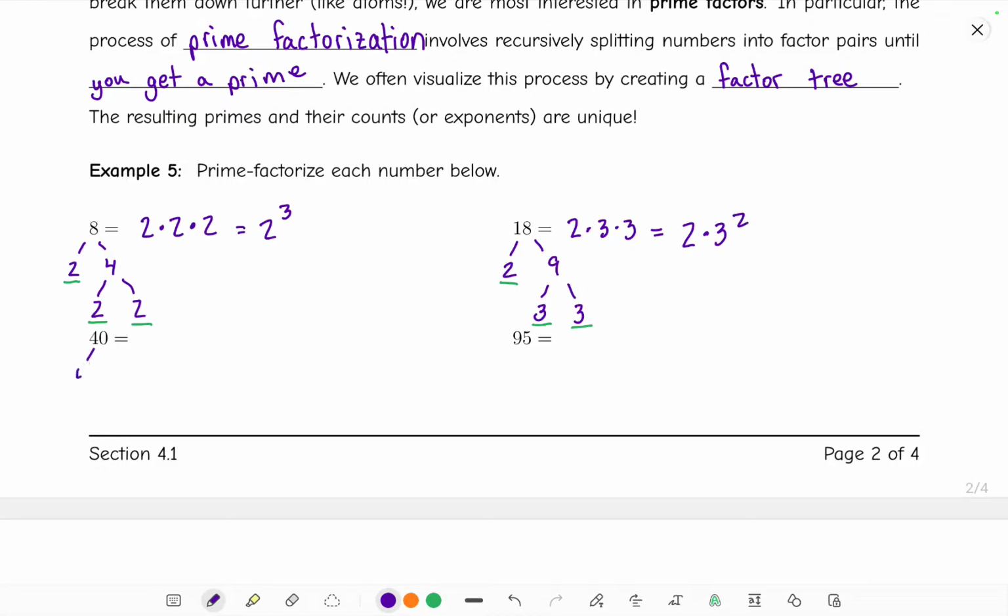40 is 4 times 10. Neither 4 or 10 are prime, but 4 is 2 times 2, and 10 is 2 times 5, and those are all prime. So 40 is 2 times 2 times 2 times 5, which is 2 cubed times 5. 95, well, that's 5 times 19. Those are both prime numbers, so the prime factorization of 95 is 5 times 19.